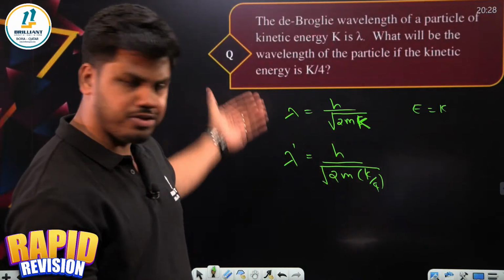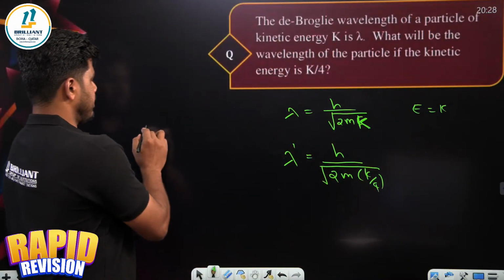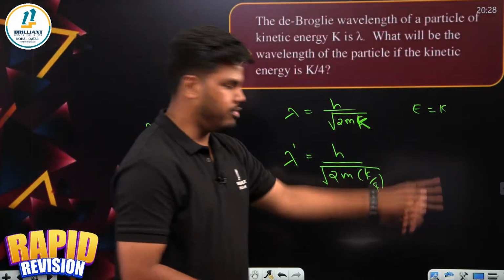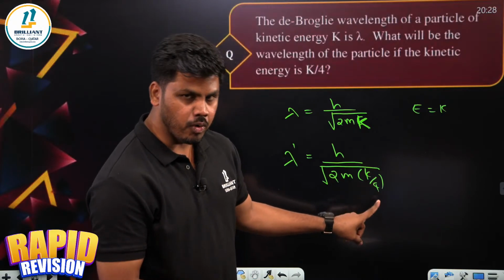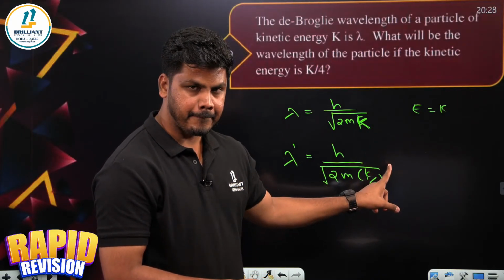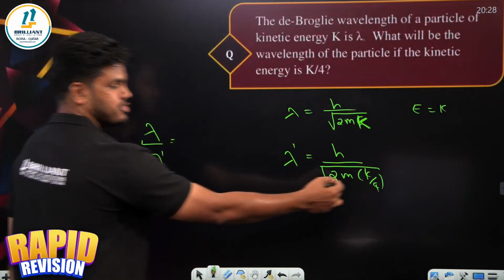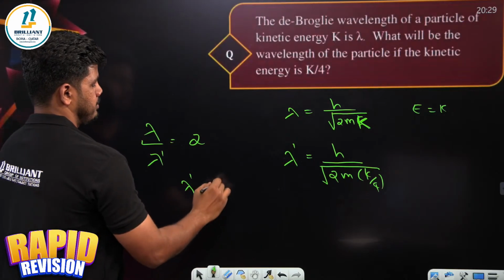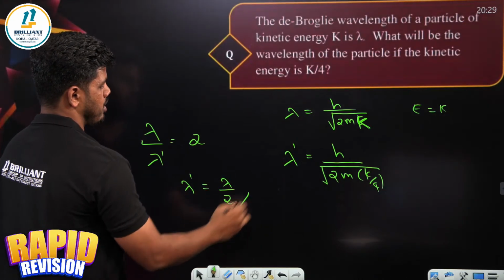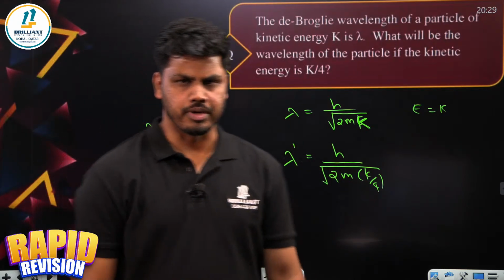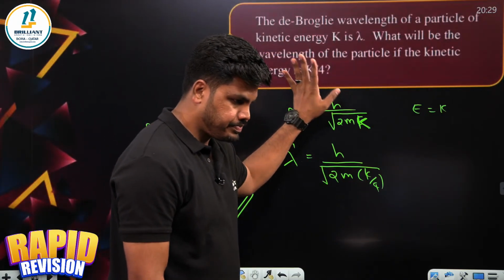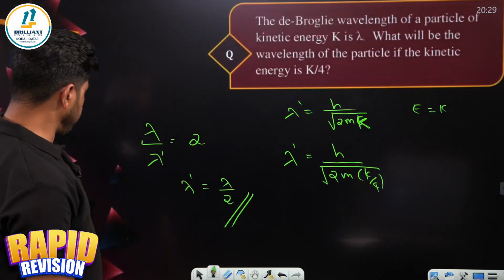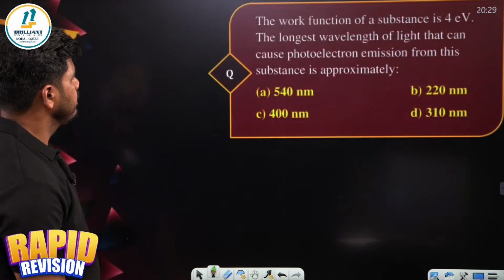That's it. You can take the ratio. When you take the ratio, what will you get? Lambda by lambda dash is equal to h, 2, m and K will be cancelled. See, 1 by 4 is there. It comes up, correct? And we get root of, it is inside the root, and we will get 2. So what will be lambda dash? Lambda divided by 2, half of the previous value. Just direct substitution only. Okay.